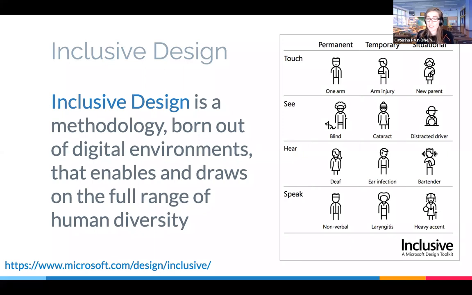It's really important to realize that when we develop and implement for accessibility, we're not just focusing on people who are in this category permanently, but also on people who are in this category temporarily or situationally. For example, in terms of sight, a permanent disability is blindness, a temporary one is a cataract, and a situational one is a distracted driver.